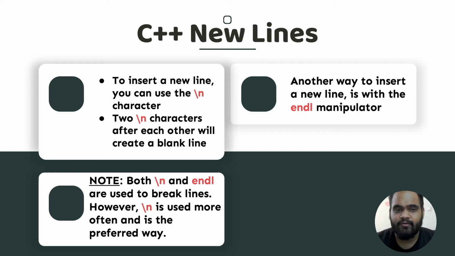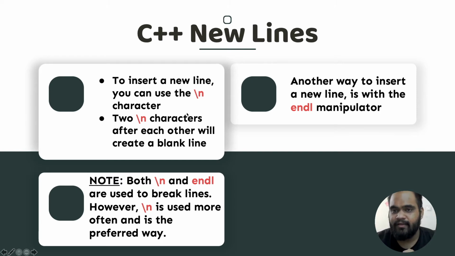So to insert a new line, you have 2 ways. The first way is to use \n. Now \n is basically going to add a break into a new line. So 2 characters are required, \ and n. This is basically going to break into a new line.